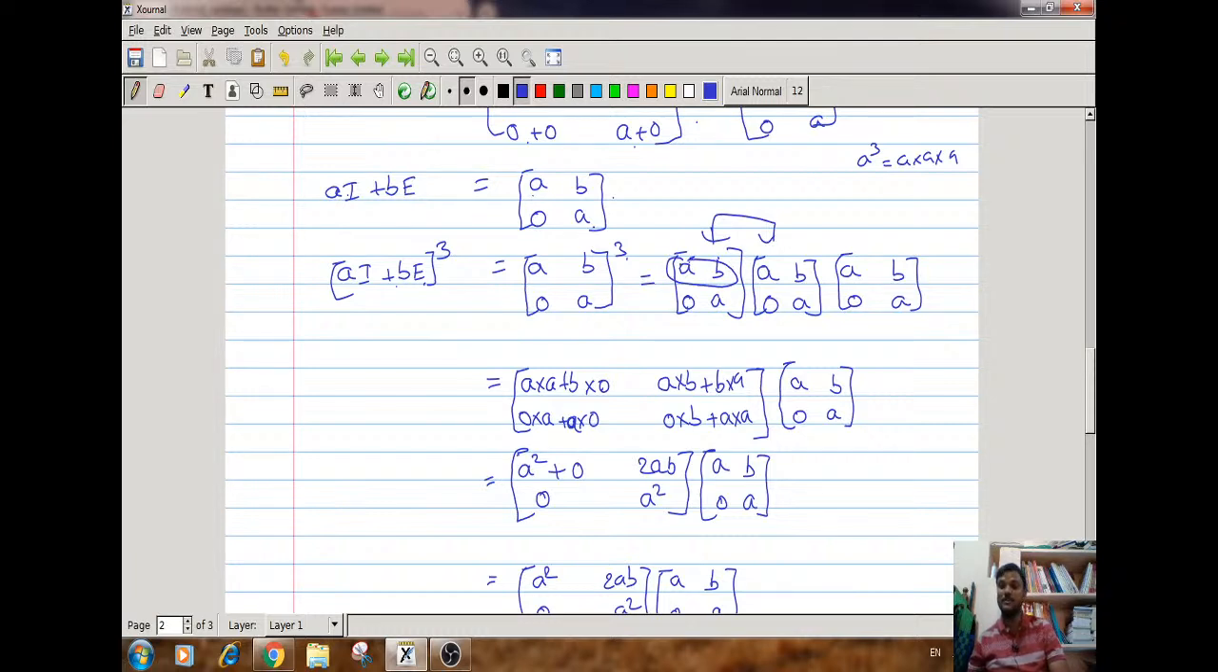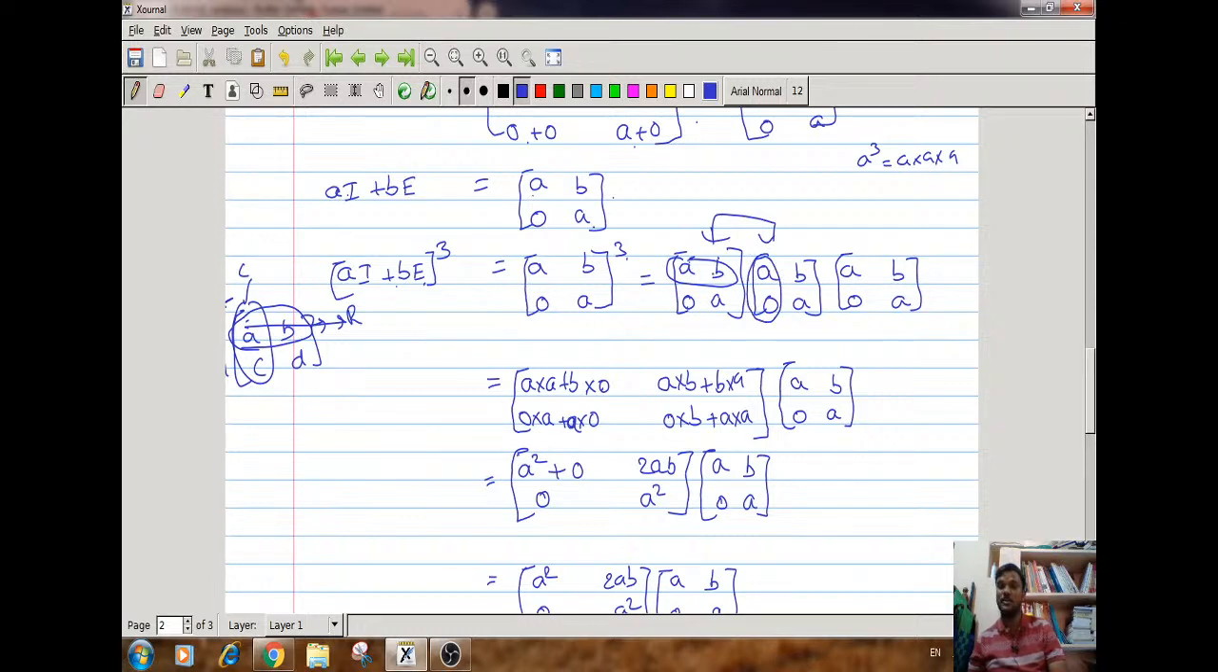Firstly we need to multiply this first row. If you take any matrix [A B; C D], the horizontal elements are called rows, and the vertical ones are called columns. While multiplying any matrices, first row into first column, that means in the first matrix we need to take the first row, which should be multiplied with the first column.